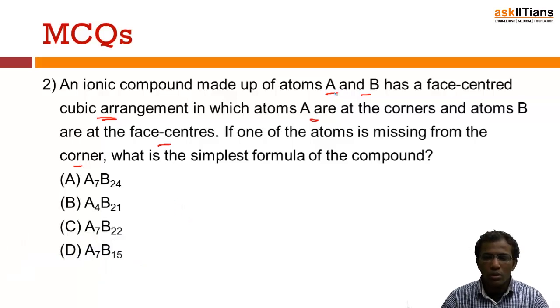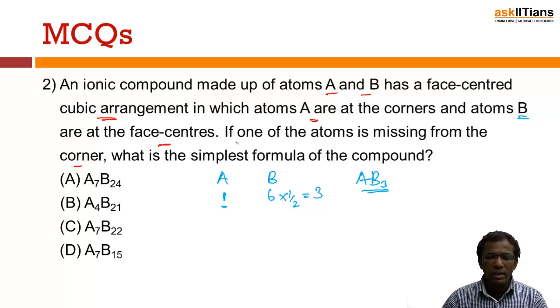So there are 2 atoms we have. One is A, other is B, and here A is present at the corners. So at corners you can have 8 atoms. So each one's contribution is 1 by 8. So effectively one atom of A will be present in the unit cell, and B is at the face centers. So the number of atoms of B is equal to 6 into 1 by 2, that is equal to 3. So A is 1, B is 3. So AB3 will be the formula.